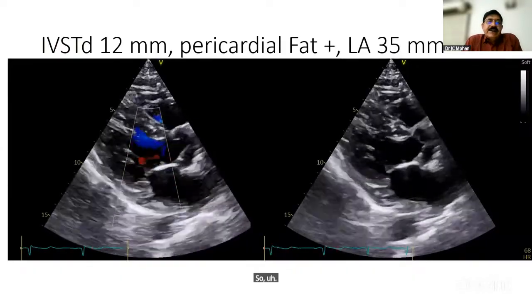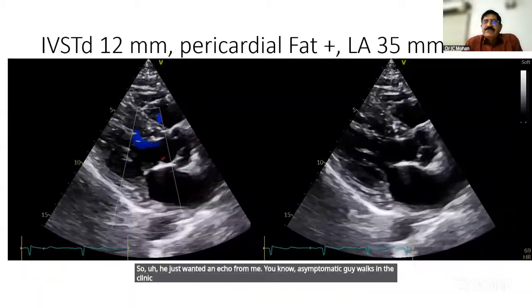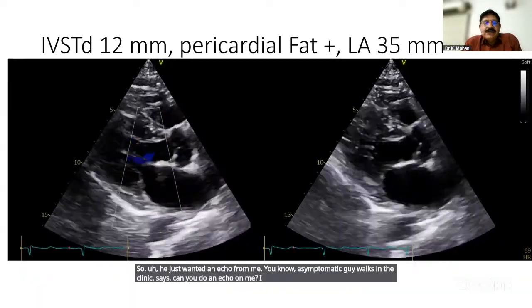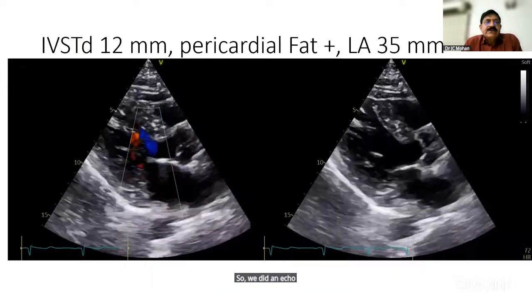So he just wanted an echo from me. You know, an asymptomatic guy walks into the clinic and says, can you do an echo on me? I said, sure, we'll do an echo and there's no problem. So we did an echo. His wall thickness is 12 millimeter.